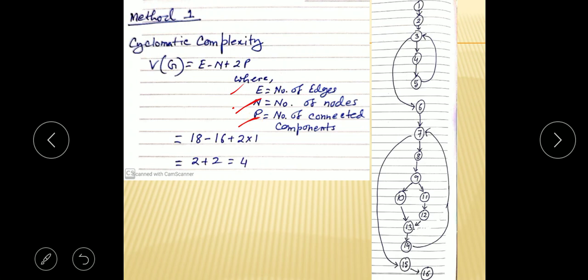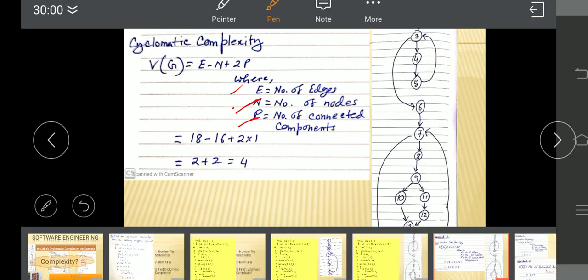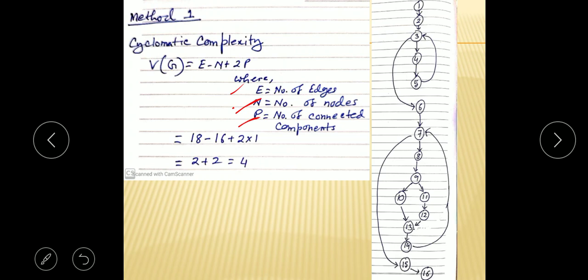Okay, now what is the number of nodes, that is N? You can easily see there are 16 nodes. After that, what is the number of edges? You can easily count: 1, 2, 3, 4, 5, 6, 7, 8, 9, 10, 11, 12, 13, 14, 15, 16, 17 and 18. Okay, so 18 edges are there. So 18 and 16, we have already got E and N. And now what is P?